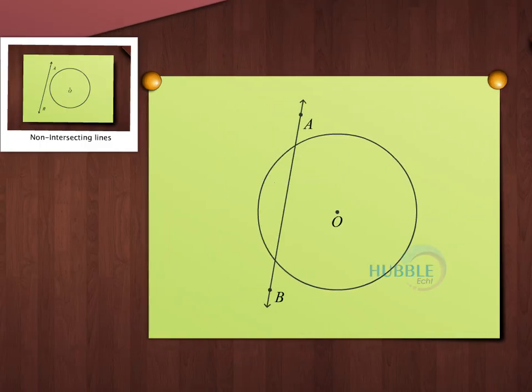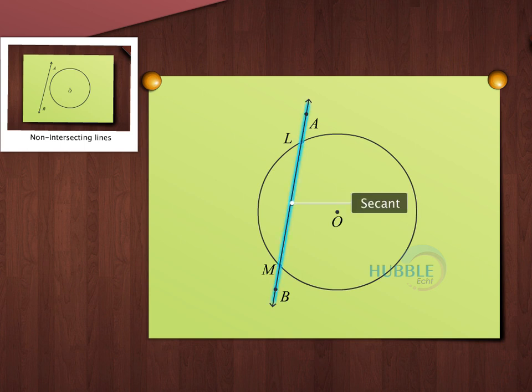Next case is when the line intersects the circle at 2 points. In that case, a part of the line lies in the interior of the circle. The 2 points of intersection lie on the circle, and the remaining portion lies in the exterior of the circle. A line that intersects the circle in 2 distinct points is called a secant of the circle. Notice that the portion of the secant that lies inside the circle contains the chord of the circle.